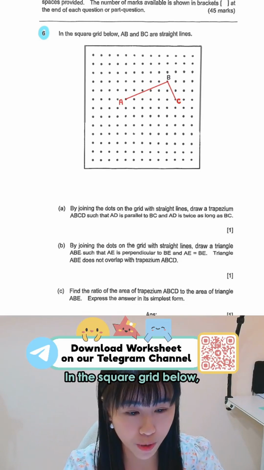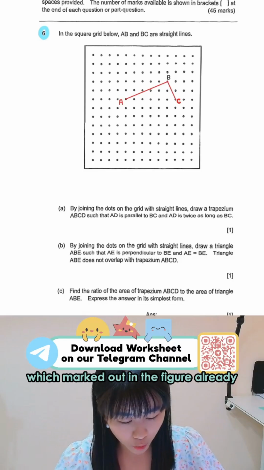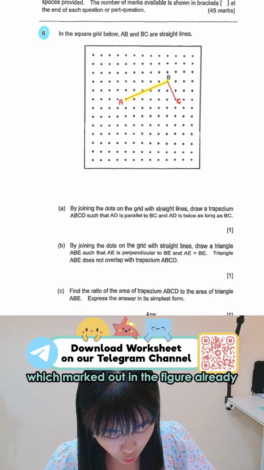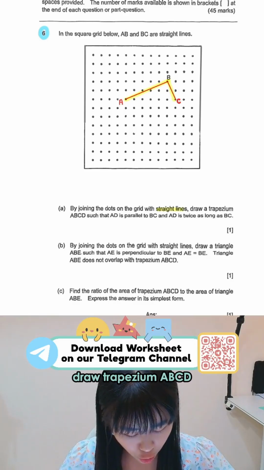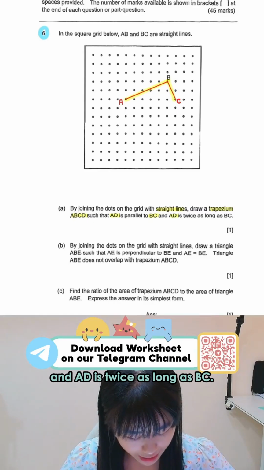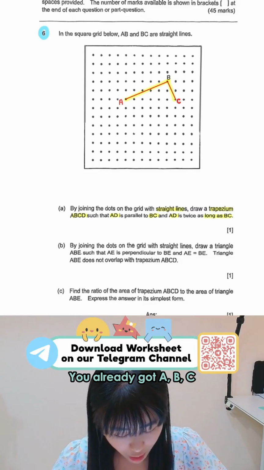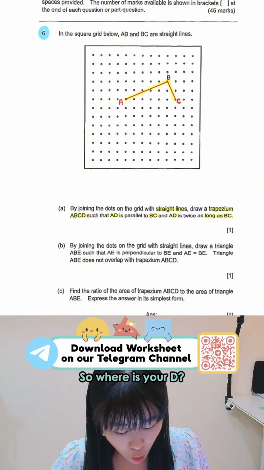In the square grid below, A, B, and C are straight lines, which are marked out in the figure already. By joining the dots on the grid with straight lines, draw trapezium ABCD such that AD is parallel to BC and AD is twice as long as BC. You already got ABC, so the last point is your D. So where is your D?